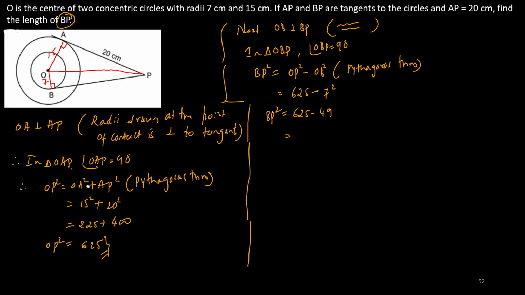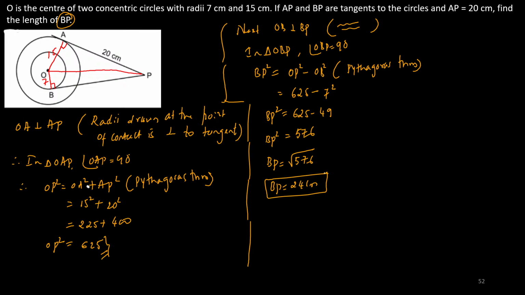So 625 minus 49 you do. If you do that, you are going to get 576. BP square is equal to 576. BP is equal to square root of 576. That is BP is equal to 24 centimeter.